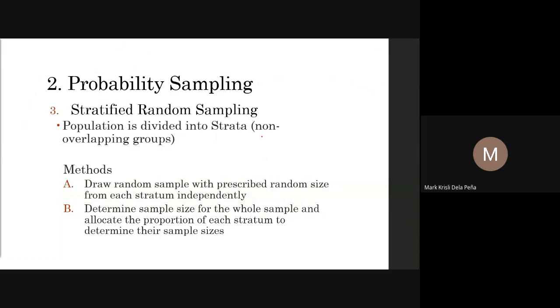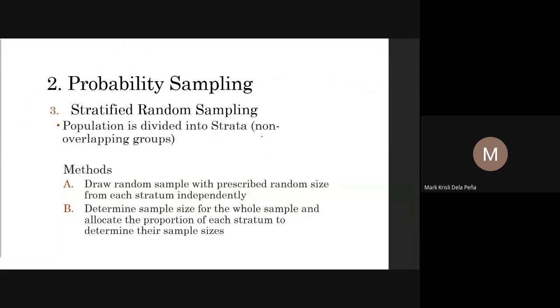Now there are two variations of stratified random sampling. One is drawing a random sample with prescribed random size from each stratum independently. The second is to determine the sample size for the whole sample and allocate the proportion of each stratum to determine their sample sizes. In short, in method A, we require a specific or fixed number of participants per stratum.